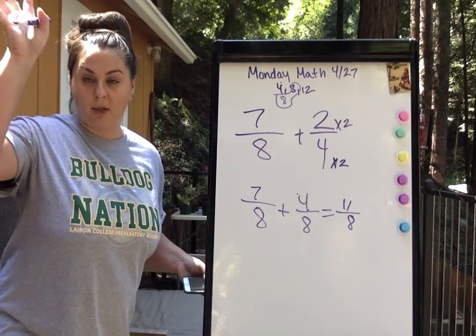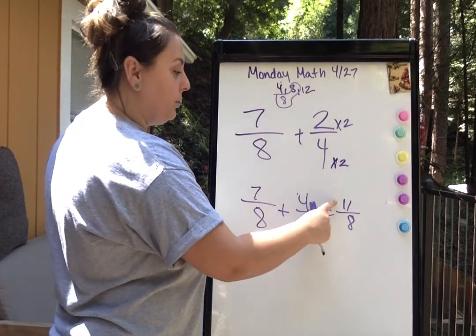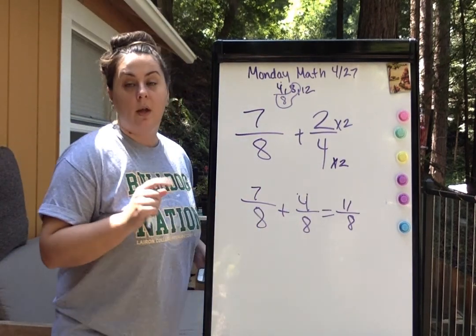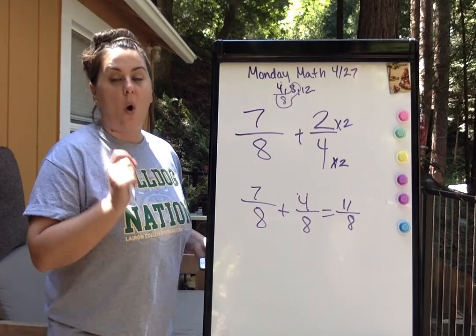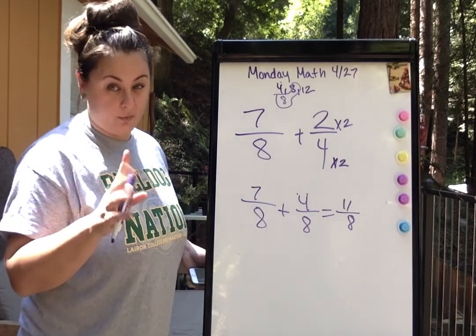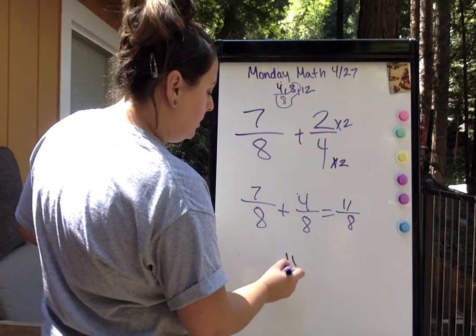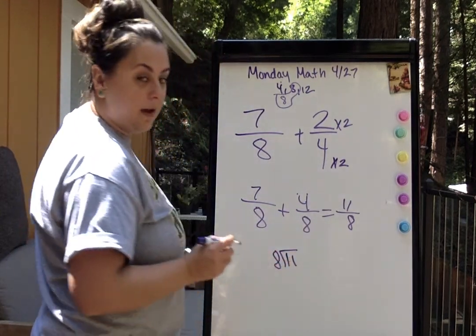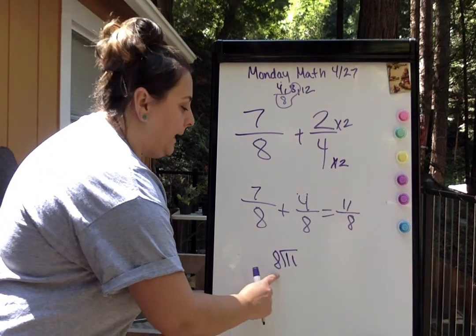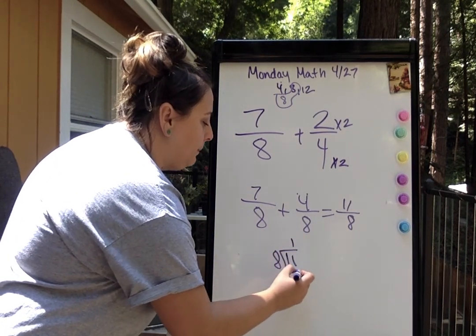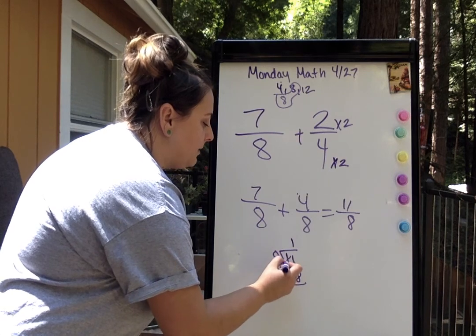Now, your brain's probably going off because you know that when this numerator is bigger than the denominator, that means there's going to be one whole in there. At least one whole, right? At least. So, to reduce this, 11 divided by 8. 8 goes into 11 one time. Subtract.